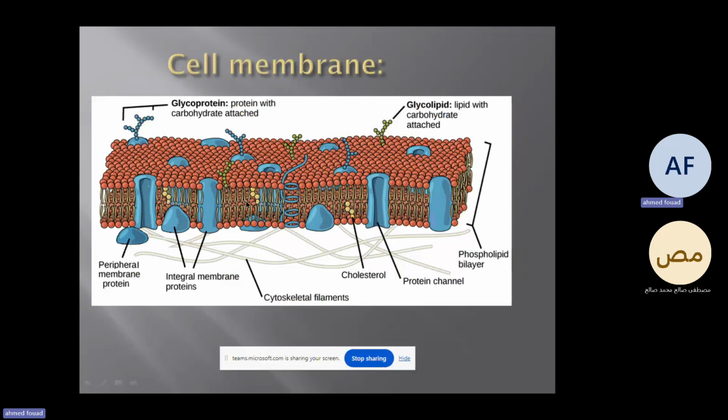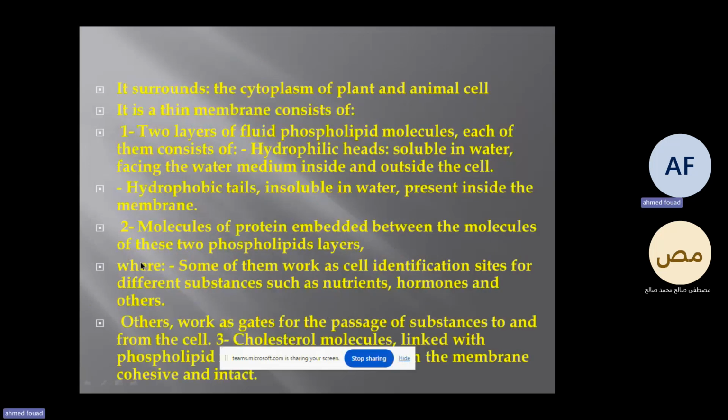And also it contains protein molecules embedded in the phospholipid membrane. These protein molecules work as identification gates. Any substance that wants to enter the cell enters only through the protein molecules. Here the cell recognizes anything that wants to enter the cell by the protein molecules. It contains protein molecules embedded between the molecules of these two phospholipid layers.